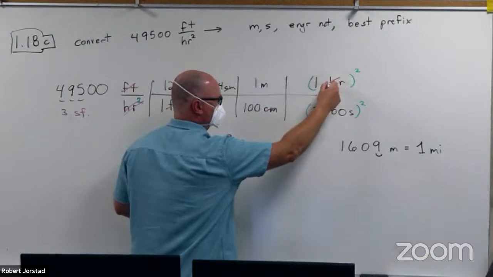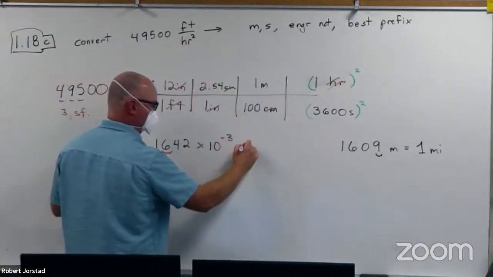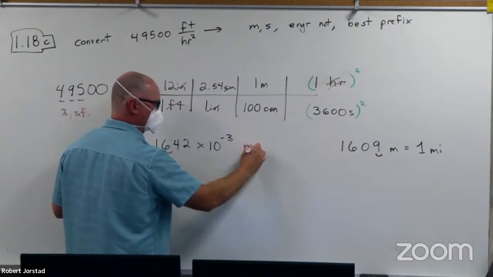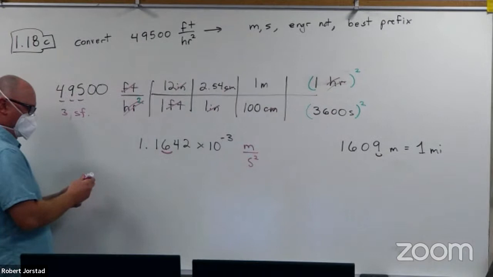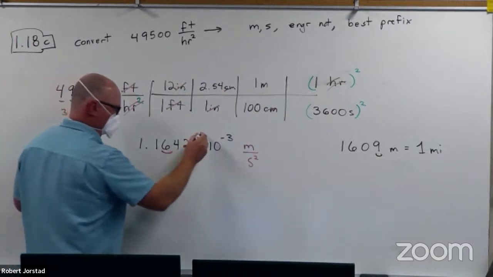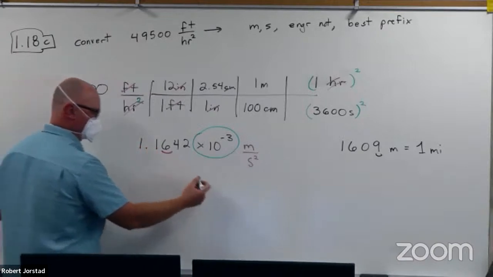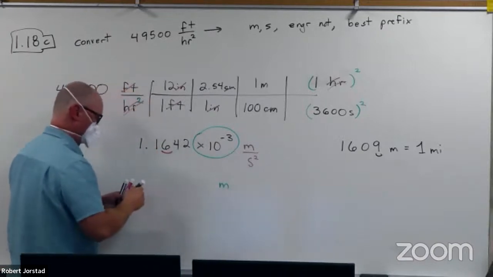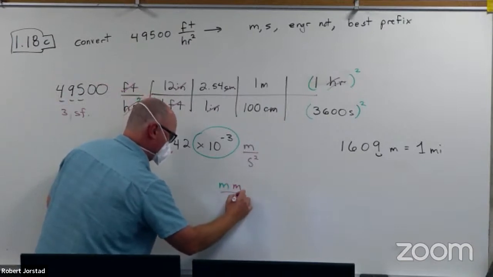Okay. That hour is going to drop out there. So yes, this was right here. This is still meters per second squared. Agreed? So what we can do, and I think what he said is, why don't I just take this 10 to the minus 3 and make that millimeters per second squared.